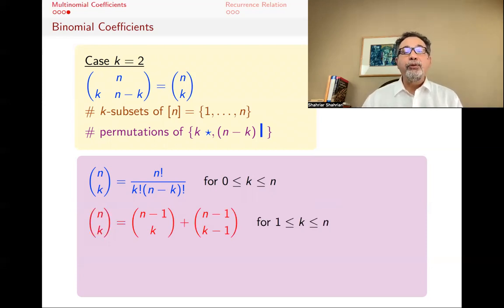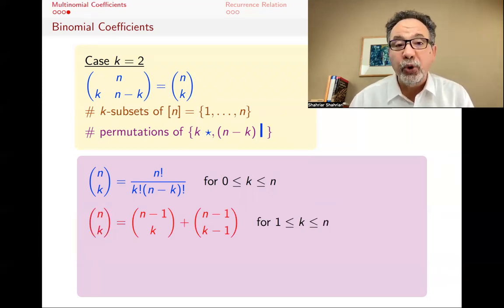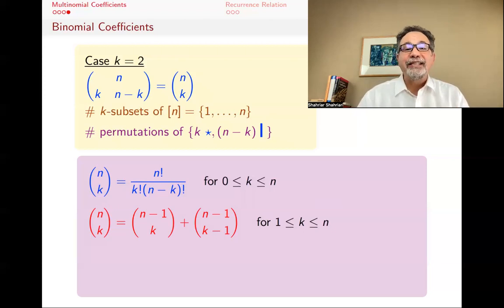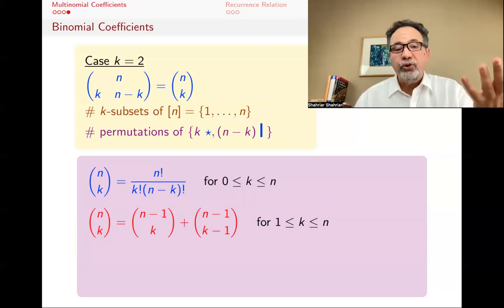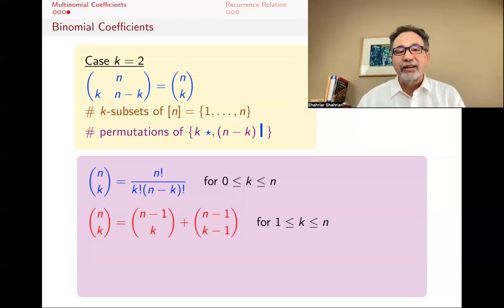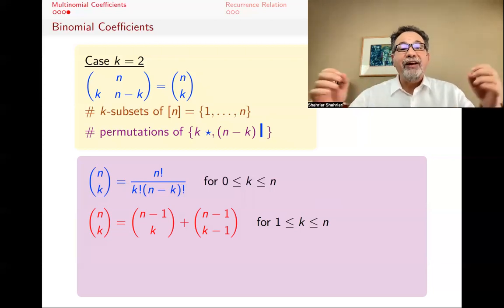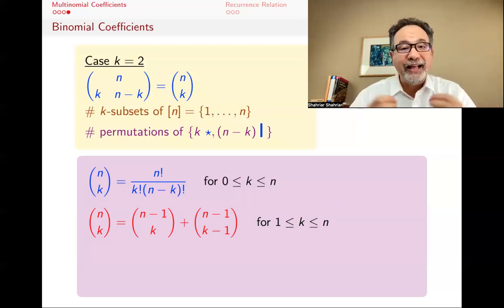But for binomial coefficients, one important thing was their recurrence relation. n choose k is n minus 1 choose k plus n minus 1 choose k minus 1, for which we had a combinatorial proof. And you can also prove it using the formula, but that's sort of not nice. And this is the relationship that allows us to form the triangle also known as Pascal's triangle.